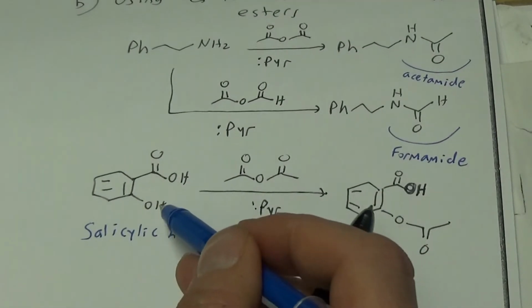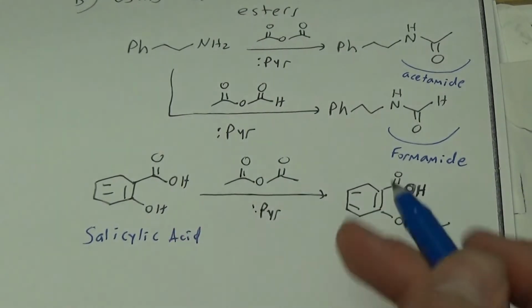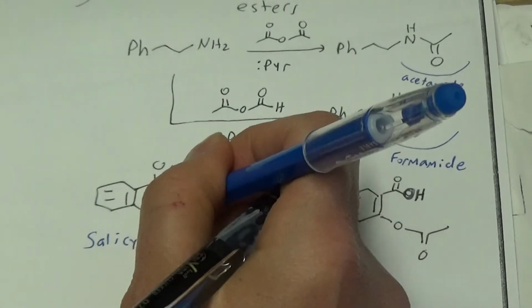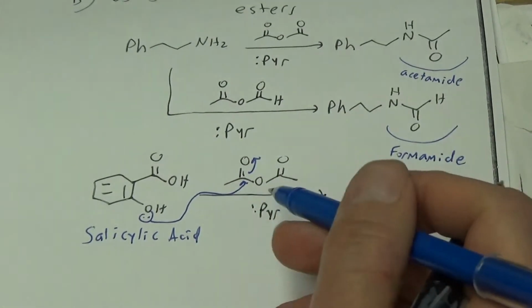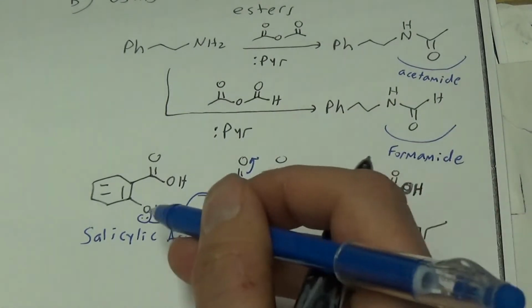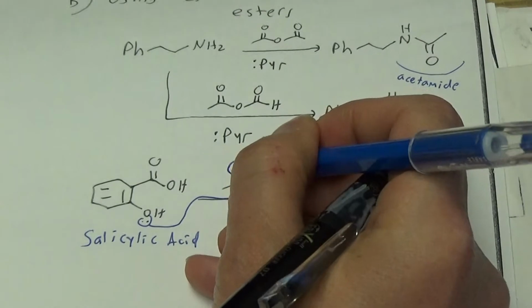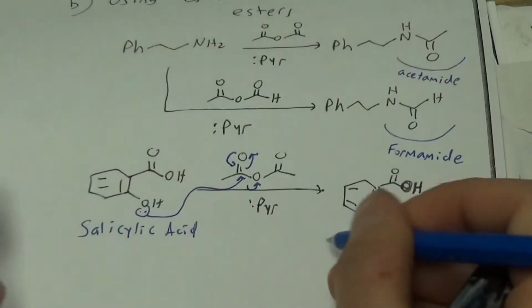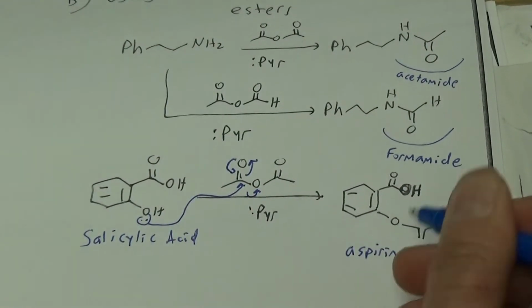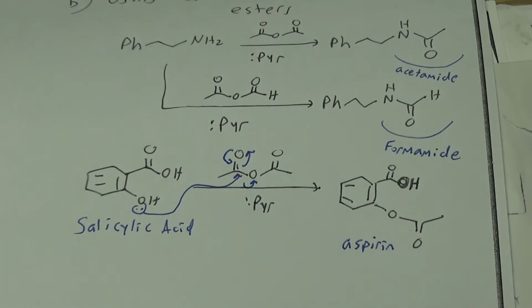The more reactive oxygen is the phenolic oxygen on the bottom. This one's less reactive because it's resonance stabilized. But essentially the mechanism is oxygen attacks, electrons go up. At that point the pyridine would take off this proton, right? First this attacks, then the pyridine takes off that proton, and then oxygen swings down and kicks off the right side as a leaving group. But this is aspirin, and I'm pretty sure this is the commercial synthesis of aspirin that they do on a multi-ton scale every year. All right, cool.